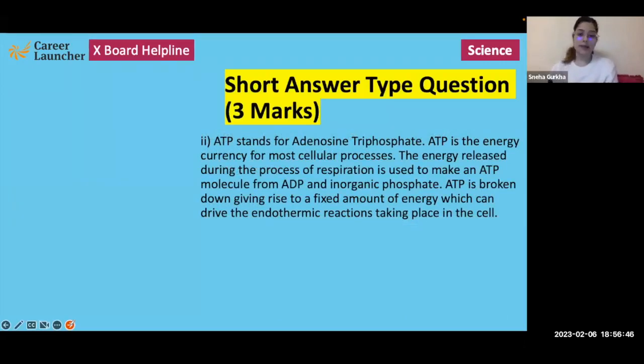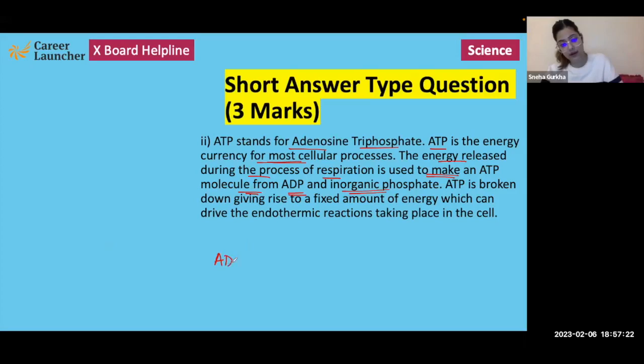So firstly, we will give the full form of ATP. ATP stands for adenosine triphosphate, and ATP acts as the energy currency for most of the cellular processes, energy that is required to drive various biological processes in the body. They require the expenditure of ATP, they require the breakdown of ATP. So the energy released during the process of respiration is used to make ATP from ADP and inorganic phosphate.